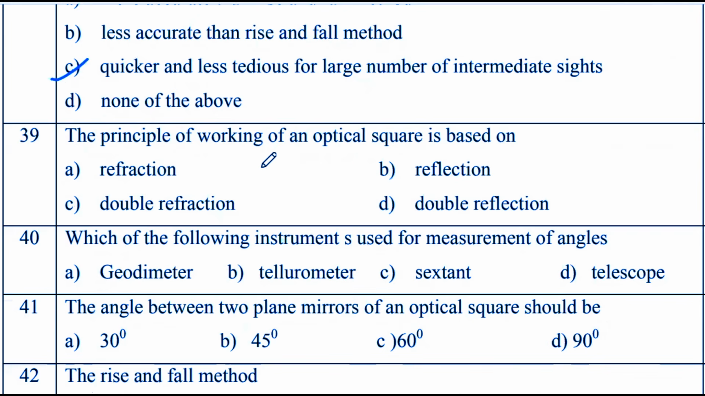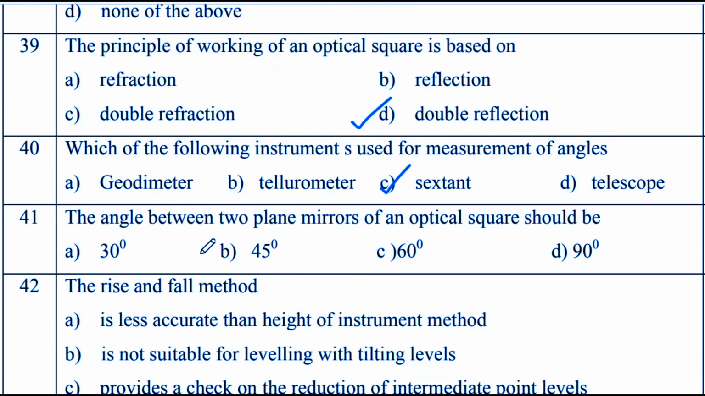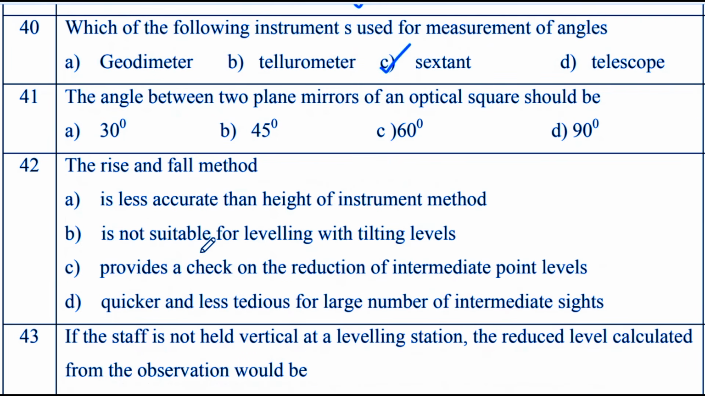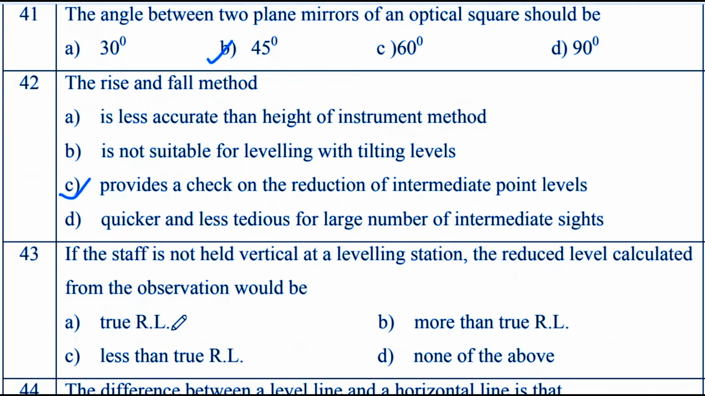The principle of working of an optical square is based on double reflection. Which of the following instruments is used for measurement of angles? That is called a sextant. The angle between the two plane mirrors of an optical square should be 45 degree. The rise and fall method, from the given options, provides a check on the reduction of intermediate points level.